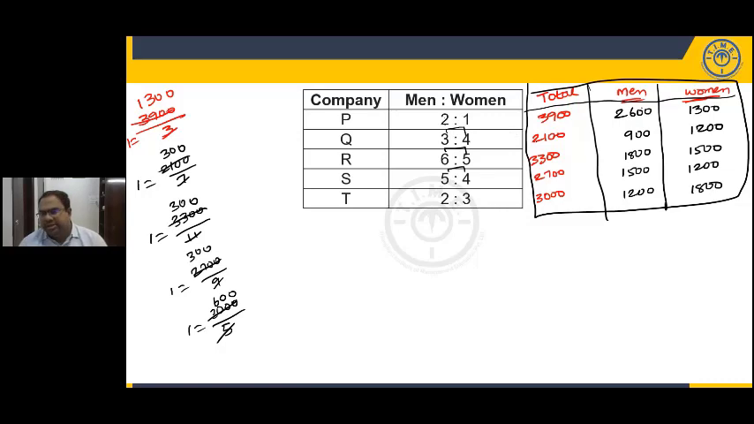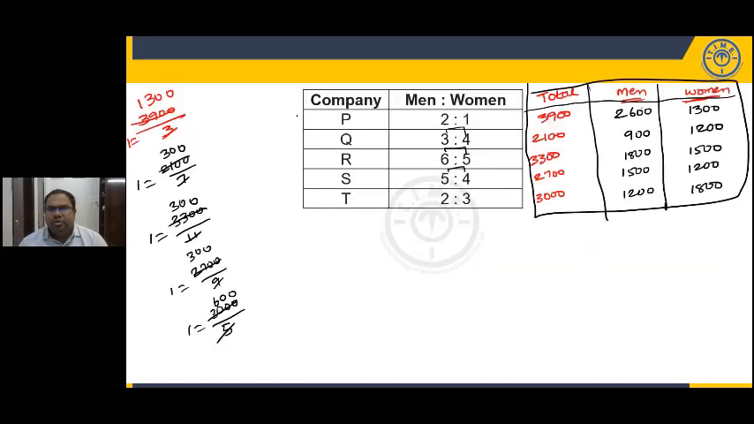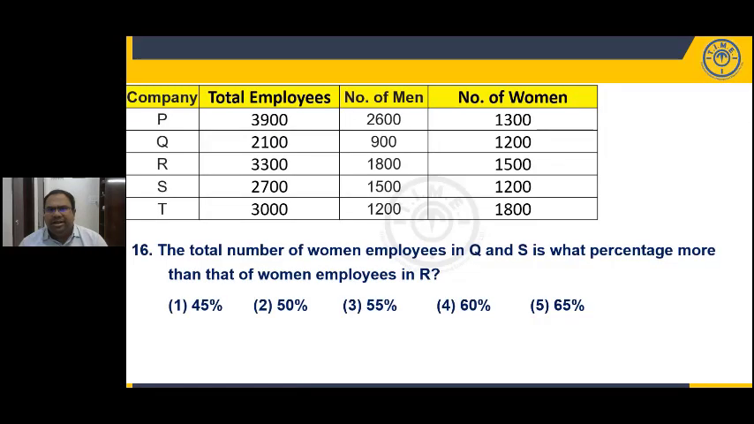I'll put this in a tabular form. Total employees 3900, 21, 33, so on, 2600, 900, 1800, 1500, 1200. Women 13, 12, 15, 12, 18, 18. So same thing I have taken it. See that graph, total employees, ratio male and women, I have taken it here. Right? So try 16th question.